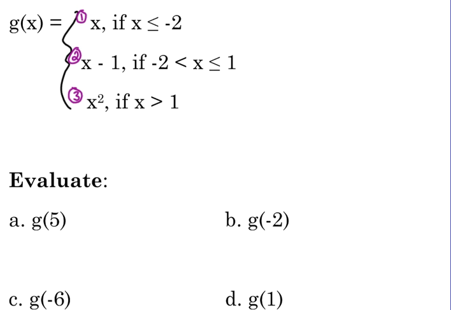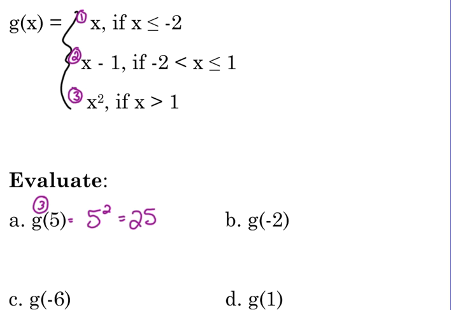All right, G of 5. Which piece does that fit into? Piece 1, 2, or 3? 3. Okay, piece 3. So we plug it in. That's 5 squared. Gives us 25. Because 5 is greater than 1.